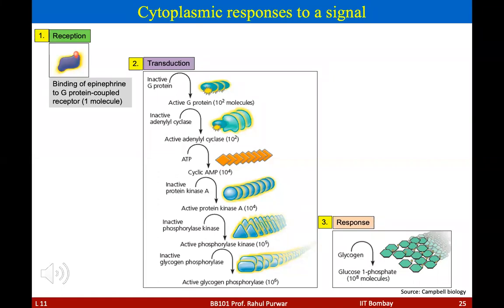And here is the transduction pathway, how the different relay molecules, with the help of a second messenger, activated the enzyme glycogen phosphorylase, the hydrolysis enzyme, which will break the glycogen into many glucose 1-phosphate molecules. So that's how exactly a signal works. You saw the reception, you saw the transduction pathway, and then you saw the ultimate response. That's how cell machinery works.